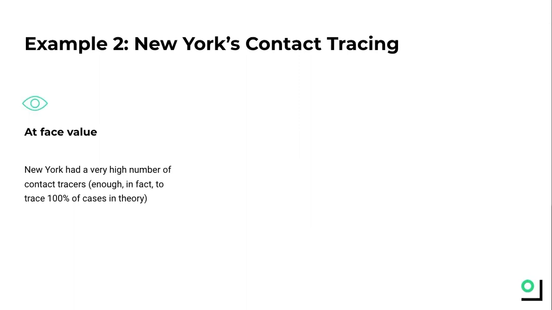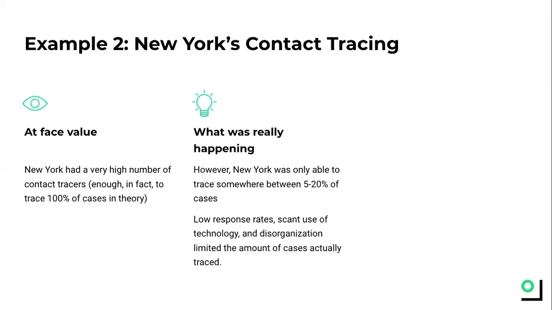Earlier in the pandemic, according to the data, it appeared as if New York had a high enough number of contact tracers to trace all new cases of COVID, which is great. However, in reality, New York was only able to trace somewhere between 5 to 20% of their cases, not the 100% that the data suggested. The operation was riddled with problems. Supervisors were inexperienced and disorganized, computers were deleting patient records, poor working conditions and lack of training and communication made it even more difficult for them to succeed. Additionally, there were low response rates from cases, making it hard to effectively trace contacts.